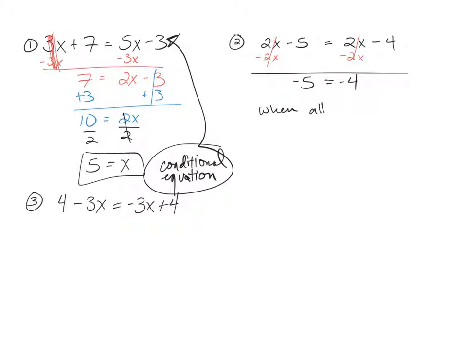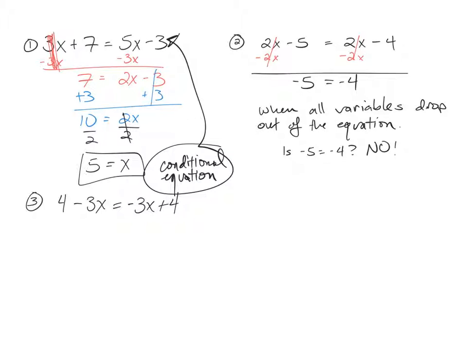So when all variables, we'll say, drop out of the equation, you want to ask yourself, is whatever is left over true? Is -5 equal to -4? Nope. So this means there is no solution for this particular equation, which means this equation is inconsistent.